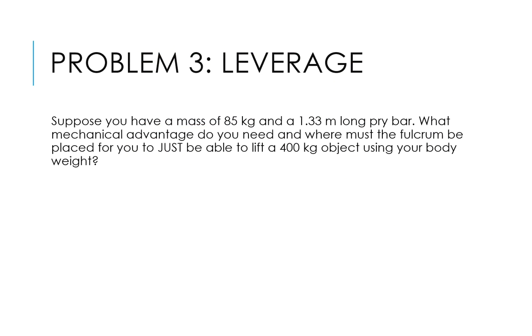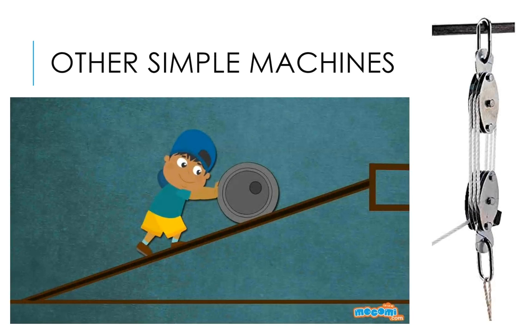So we've done this leverage problem. There are more simple machines besides the lever. Yes, question? Does the mechanical advantage have units? No, it's unitless.